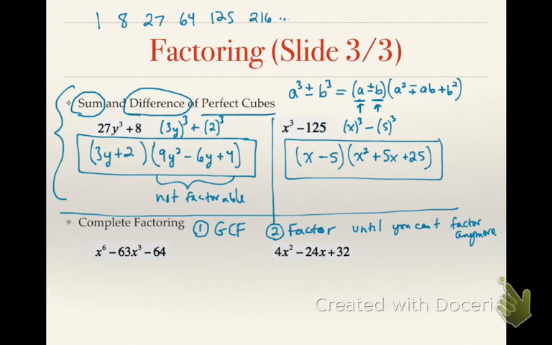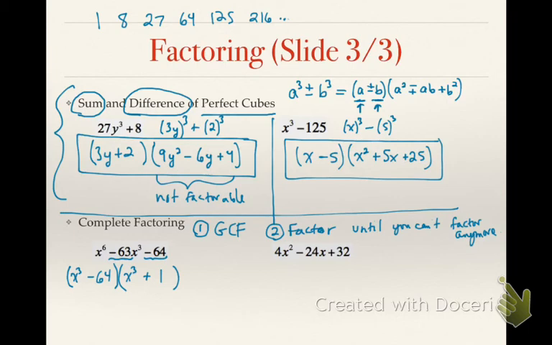I'm noticing that it kind of looks like a trinomial quadratic, because even though it's not squared in x, this exponent is double this exponent. So it is essentially a trinomial problem with a leading coefficient of 1. But instead of an x and an x, the square root of x to the 6 is x cubed. So I'm going to write x cubed and x cubed. Now, the two numbers that multiply to negative 64 and add to negative 63 are negative 64 and positive 1.